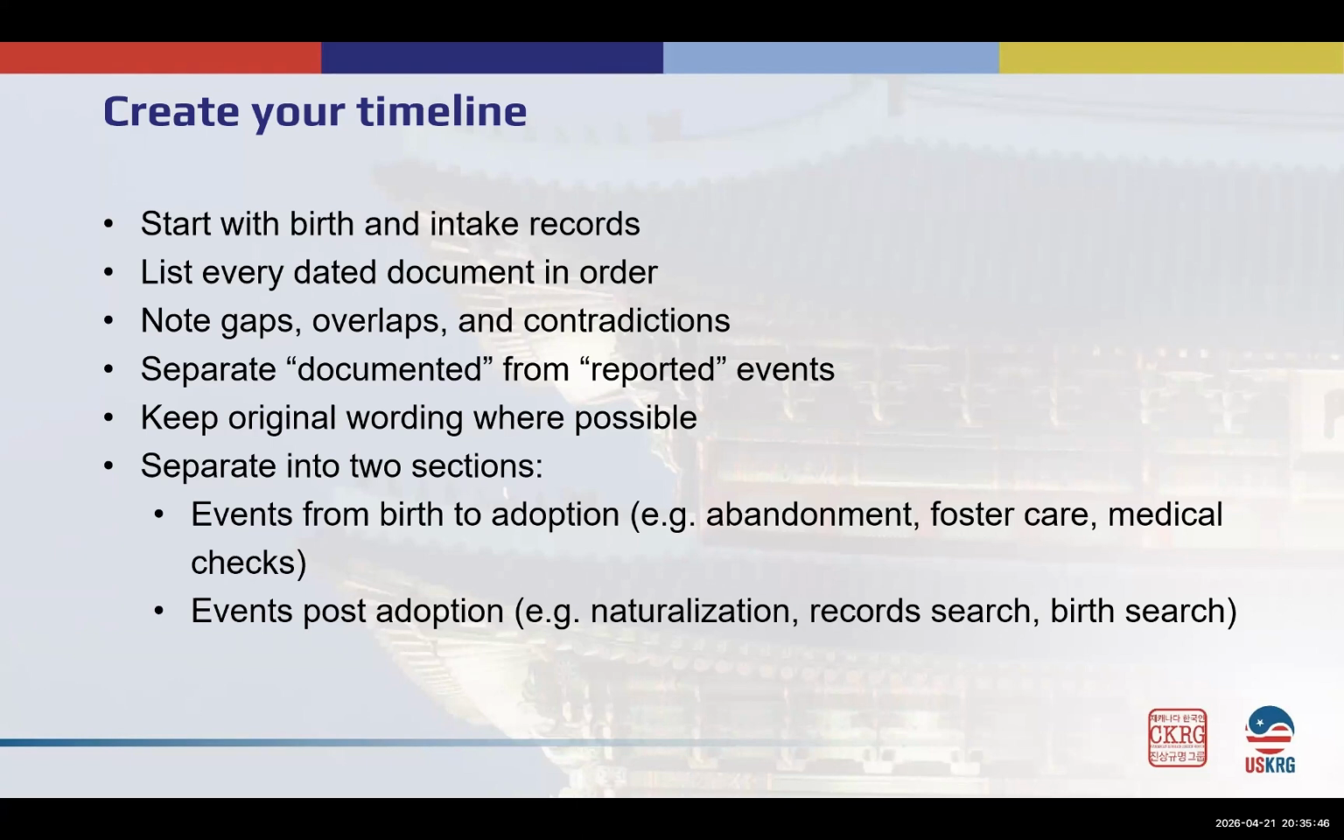Now we talk about creating your timeline. Basically, what I say to people is start in order, start with your birth and then take records, and list every document in order, every important date, like, this is the time I was taken into the adoption program. This is the time that I was matched with my parents. This is the date that I was actually sent to the US.